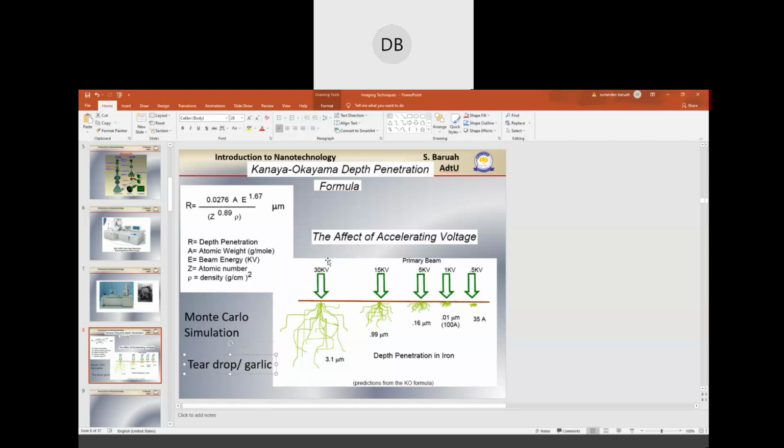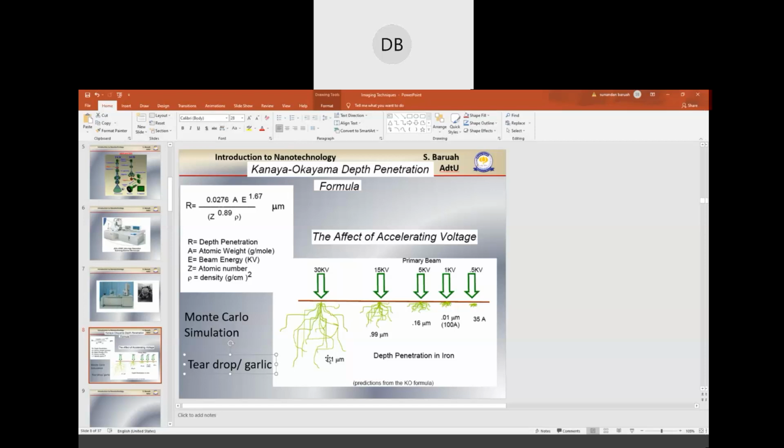Now this is the situation as per a Monte Carlo simulation, showing how the electrons get embedded inside the sample when we hit it with the accelerated beam of electrons. So there's a calculation on the penetration depth, and all these numbers are based on this calculation. These calculations are based on the atomic weight of the material, how much energy is coming in, the atomic number, the density of the material, all those things, which give a calculation of the penetration depth.